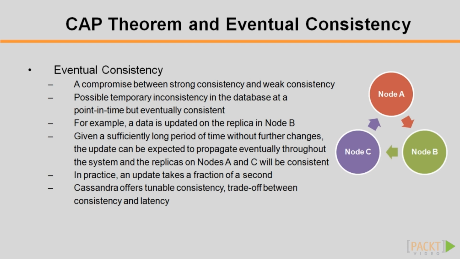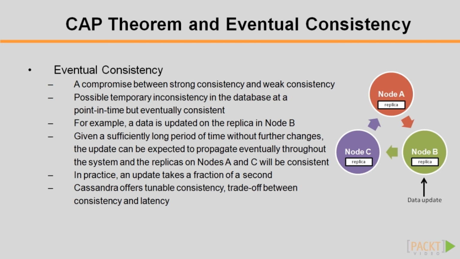Eventual consistency is a compromise between strong consistency and weak consistency. Temporary inconsistency may occur in the database at a point in time, but eventually all nodes will receive the latest consistent updates. For example, in the diagram, a data is updated on the replica in node B. It will eventually be consistent across the replicas in nodes A and C respectively. Given a sufficiently long period of time without further changes, all updates can be expected to propagate throughout the system, and the replicas on nodes A and C will be consistent eventually.